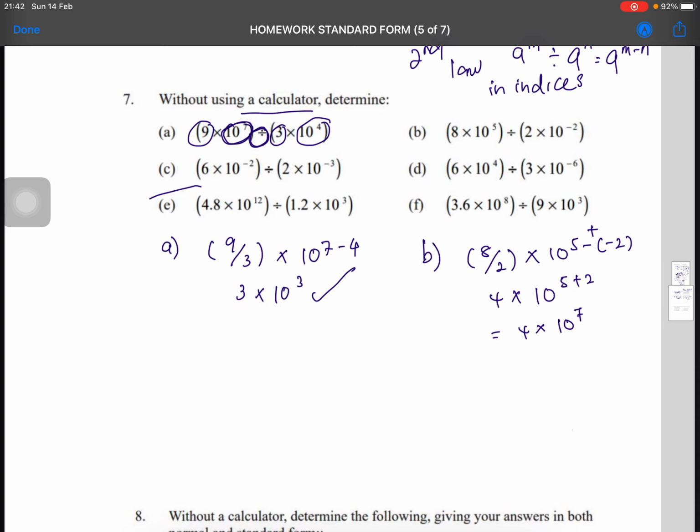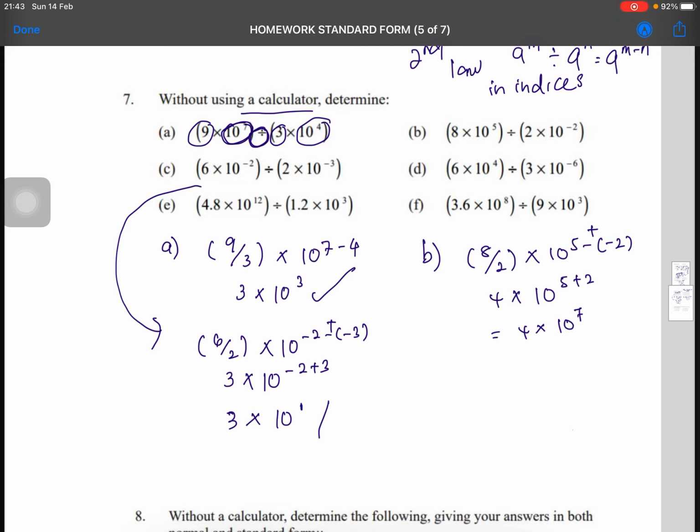Okay. C. 6 over 2 times 10 to the power of negative 2 minus 3. Minus becomes positive. 6 over 2, we have 3 times 10 to the power of negative 2 plus 3. 3 times 10 to the power of 1. Usually in mathematics, we don't put the 1. We just put 3 times 10.